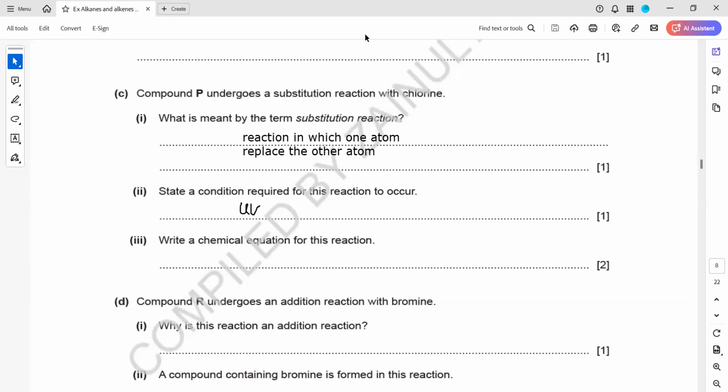So if it is C2H6 and it is reacting with chlorine, so C2H6 plus Cl2, what will happen? One chlorine will replace a hydrogen and that hydrogen will take the position of a chlorine. So this will turn into C2H5Cl plus hydrogen combined with chlorine, so it will be HCl. So C2H6 plus Cl2 gives C2H5Cl plus HCl as products.